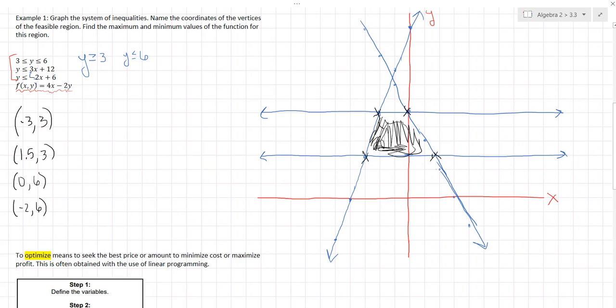you can always plug that into your equation. Like we know it's 3 because it's on the line y equals 3. So you could plug that in for y and solve for x if you're not sure where that's at.